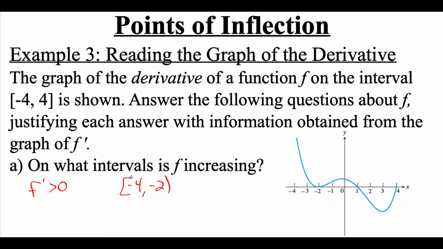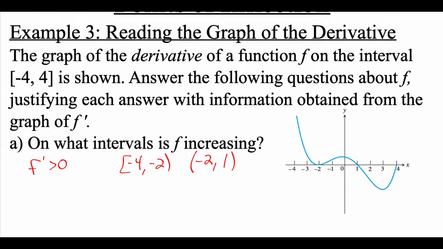Now, when I wrote out this interval, this -4 gets a square bracket because it's included. That point is above the x-axis, but -2 is not included because that point isn't actually above the x-axis. It's right on the x-axis, so we can't include it because it's not greater than 0 there. But then we've also got an interval that goes from -2 to 1, and both of those are going to get open parentheses around them for the same reason. It's equal to 0 there, but we need our derivative to be bigger than 0, so we don't include those endpoints.